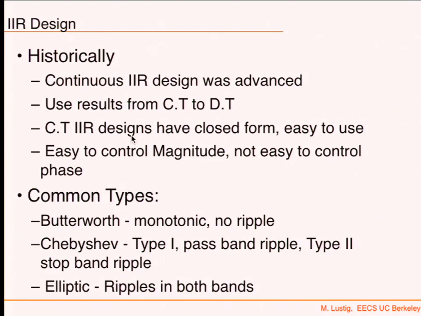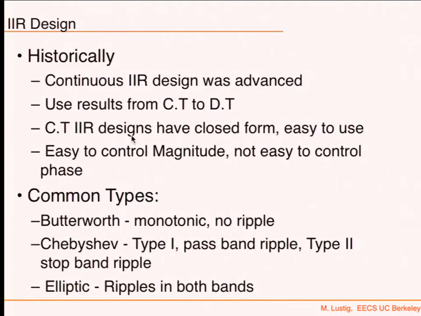Now, with IIRs, it's really easy to control the magnitude of the design, but it's really hard to control the phase. If you look at all those analytic functions, it's not easy to control. This is one of the reasons that we've been looking at finite impulse response filters in discrete time, because it's really easy to design whatever you want, actually the entire complex Fourier transform.